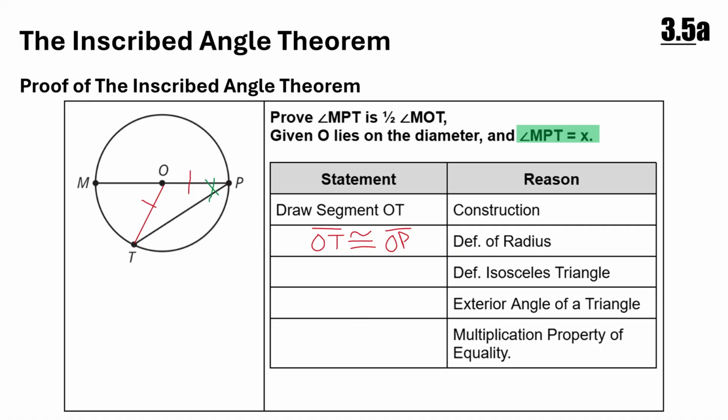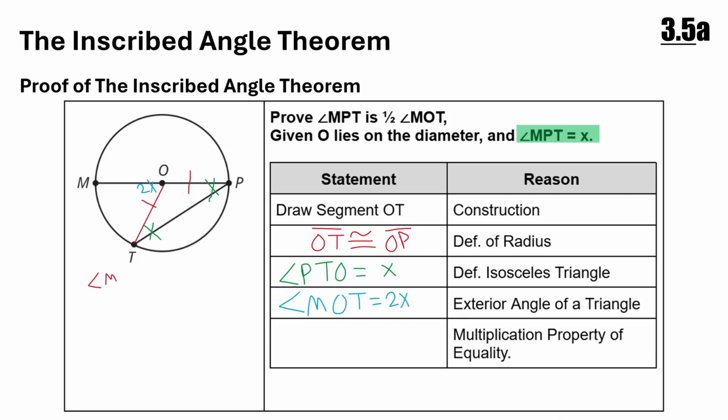Because segments OT, OP, and PT form a triangle, and segments OT and OP are congruent, then this is an isosceles triangle. And because this is an isosceles triangle, angle PTO will equal x because the base angles in an isosceles triangle are congruent. The exterior angle of a triangle is equal to the sum of the two remote interior angles. So x plus x is 2x. Angle MOT is the exterior angle of the triangle, so it is equal to 2x.